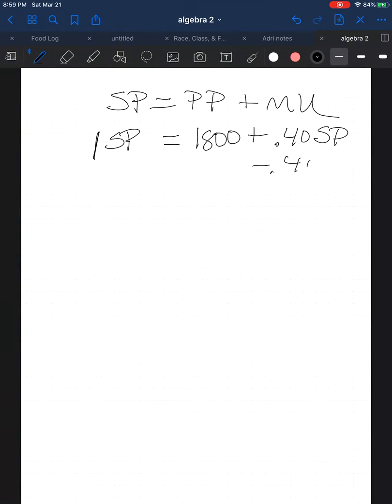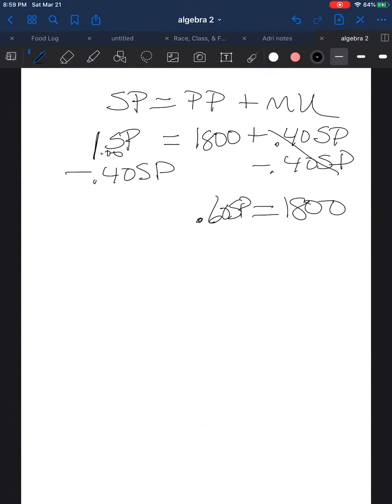So if I subtract 0.40 SP, I get 1800 equals 1.00 minus 0.40, which is 0.60 SP. And to get SP by itself, we divide both sides by 0.60.